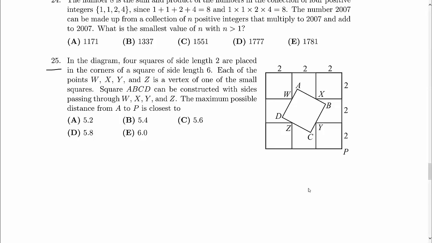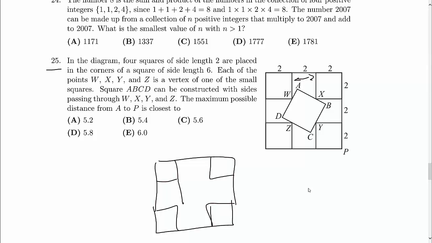So, what have we got here? Question 25. In the diagram, 4 squares of side length 2 are placed inside the corners of a square of side length 6. So the space in between also has a length of 2, is what I'm seeing. Each of the points W, X, Y, and Z is a vertex of one of the smaller squares. Square ABCD can be constructed with sides passing through W, X, Y, and Z. And they're not giving us a whole lot more information other than it can be constructed. So we could have lots of possibilities, I guess.